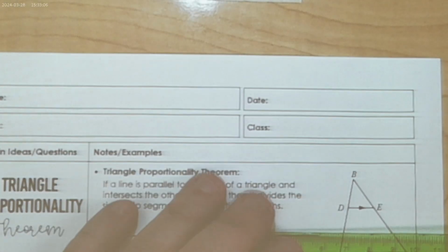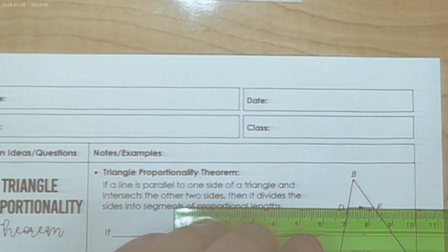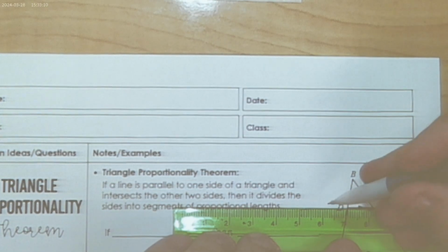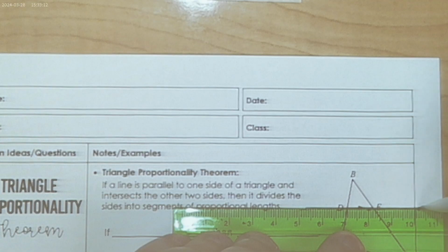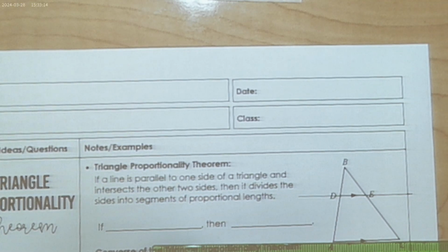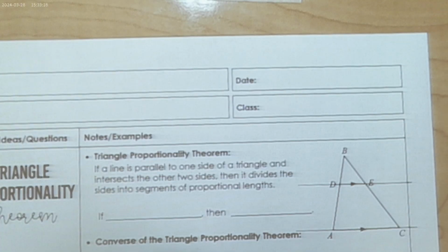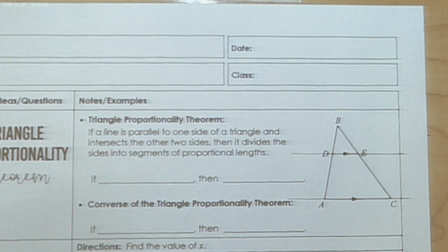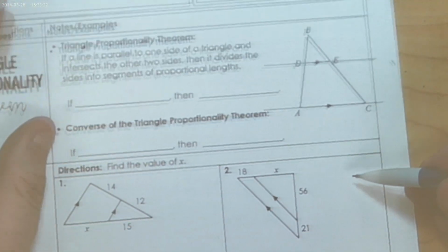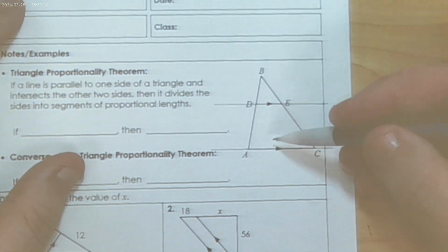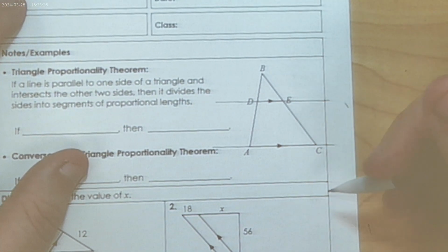Well, let's take a look here. I've got this triangle here, and that's being bisected by a parallel line. So what I'm going to do is I'm going to draw these lines out. And so we've got our triangle here, and we've got our parallel lines.